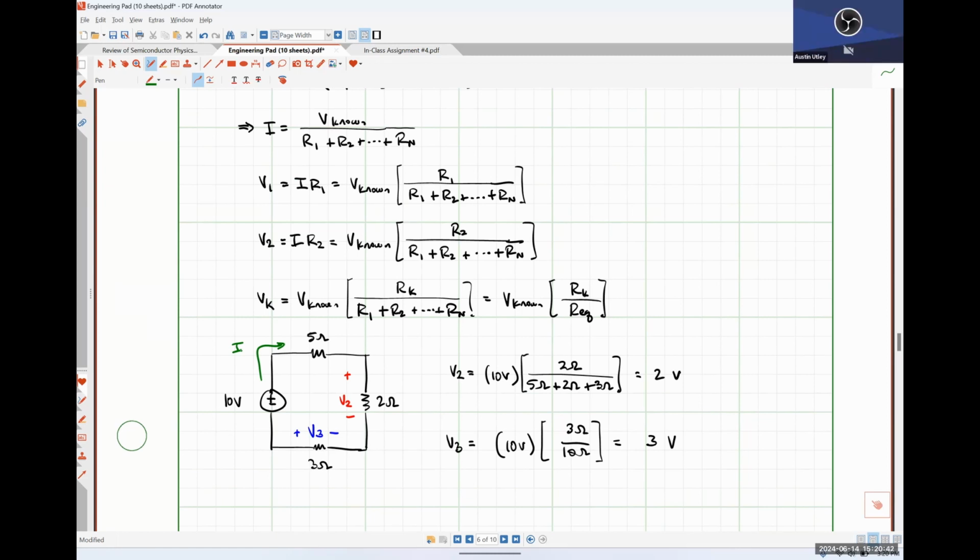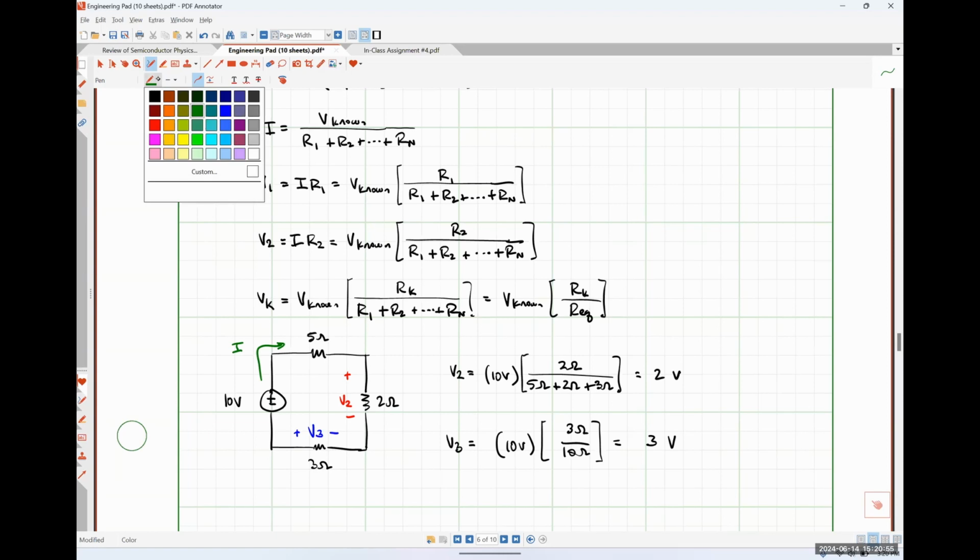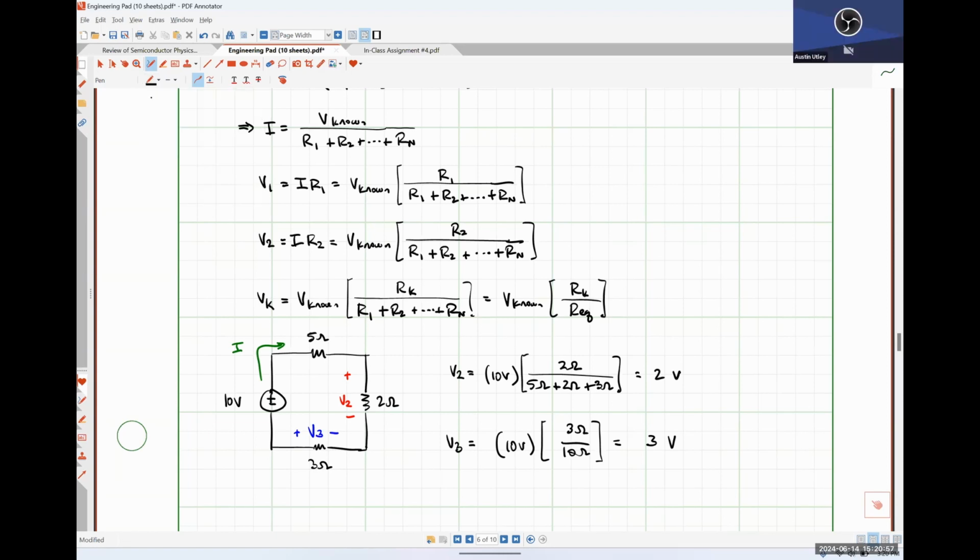It's the positive. What about for V3? It's the negative. So what do you think we're going to need to do to correct our voltage division relationship for V3? -3 volts. Exactly right. So just like with Ohm's law, if the current hits the negative polarity terminal first, we put a negative sign. So this is simple application of voltage division, okay?